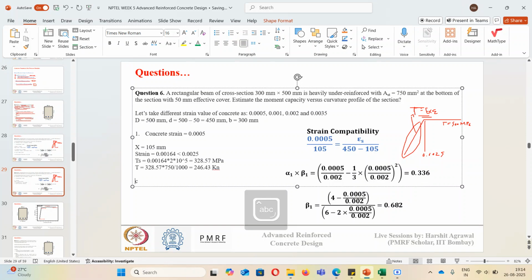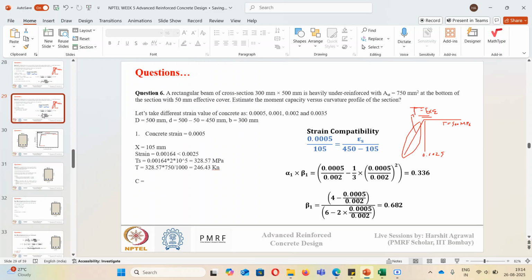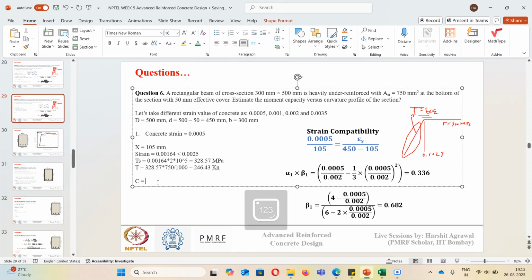For concrete compressive force, nothing is changing. Alpha and beta will remain the same since the concrete strain is the same, so I can directly do the calculation. 0.336 times 35 times 0.682 into x, which is now 105, into 300, the width of the member, divided by 1000. So this value is 252.64.